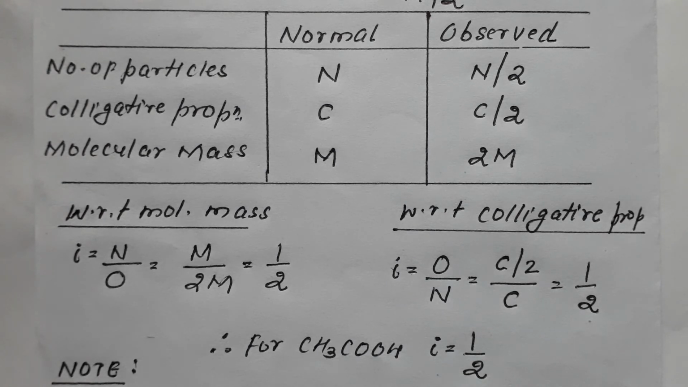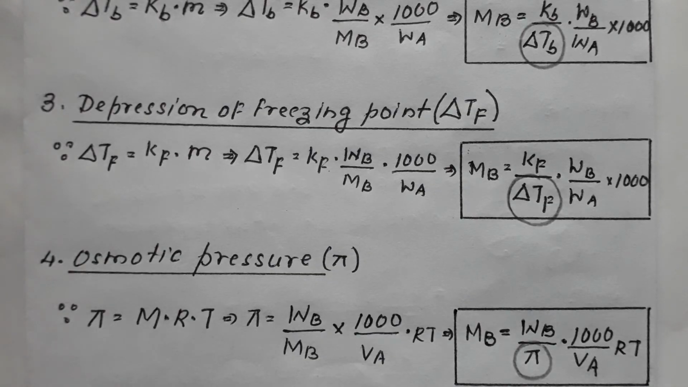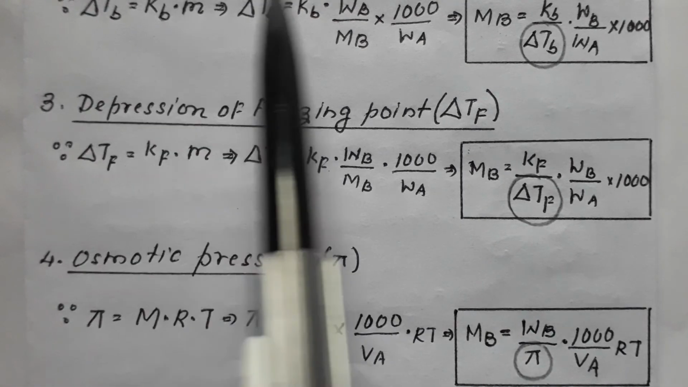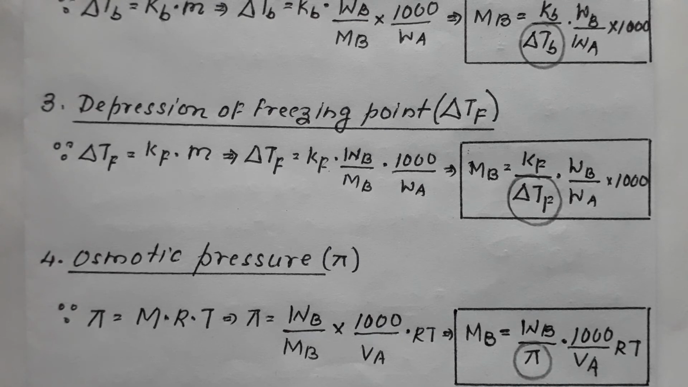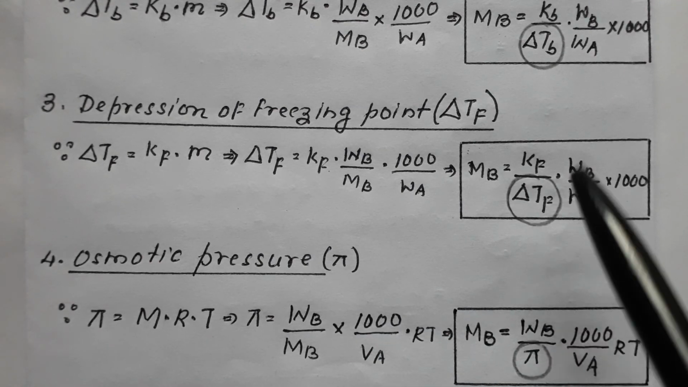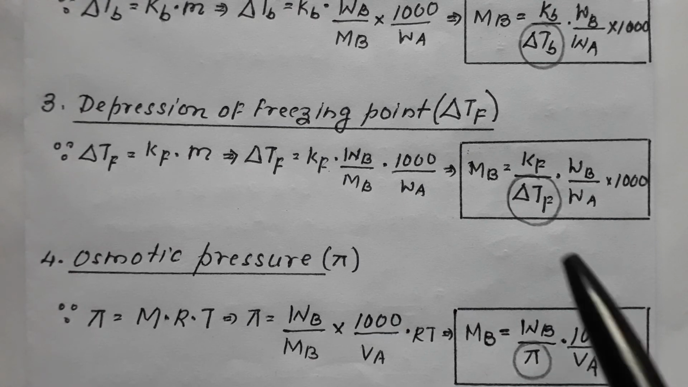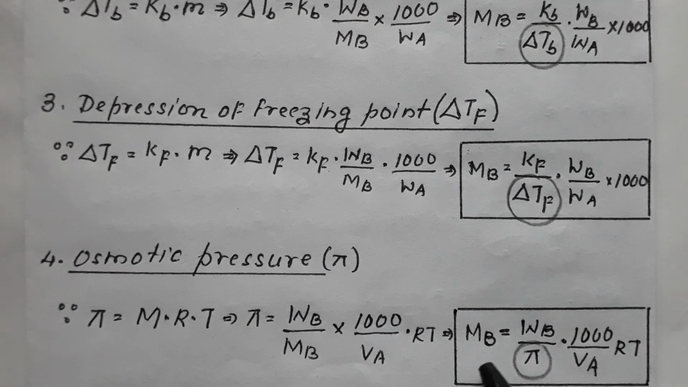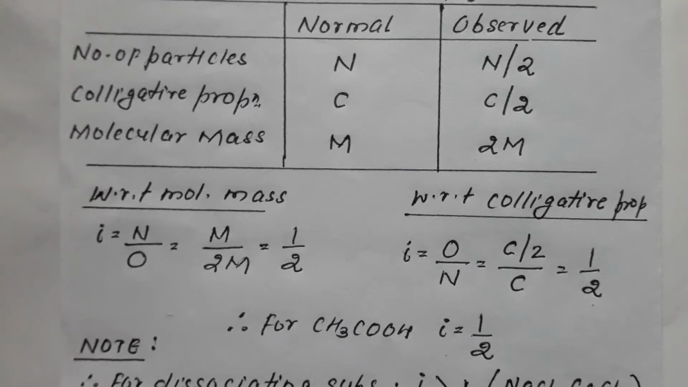Let me discuss the formula also. Whether it is osmotic pressure, depression of freezing point, or elevation of boiling point, in all the cases the colligative property is in the denominator. So if the colligative property becomes half, the molecular weight becomes twice. So let us continue.